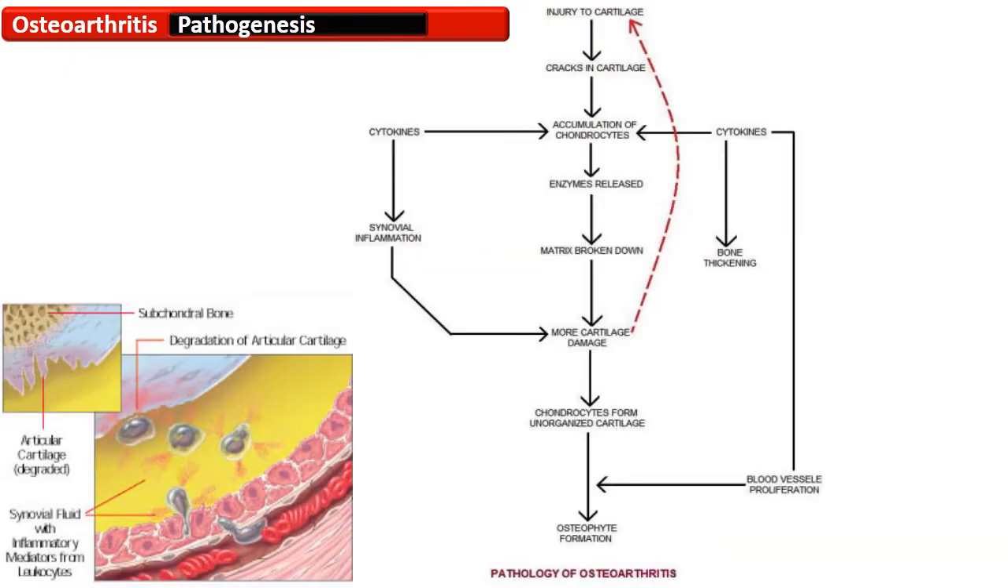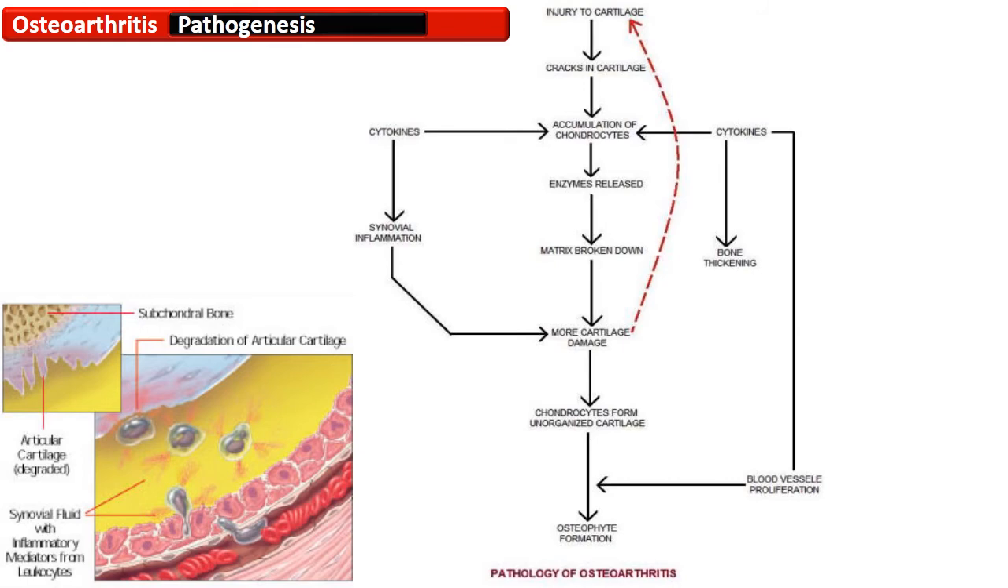So injury to the cartilage will result in crack formation in the cartilage, and there is a subsequent accumulation of the chondrocytes. As a result, there is a release of enzymes which result in matrix breakdown, and due to matrix breakdown, more cartilage is damaged, and this vicious circle continues. Simultaneously, due to release of the cytokines, the synovial membrane is also inflamed, and it also takes its part in the damage of the cartilage, and it is responsible for the change in the chondrocyte also.